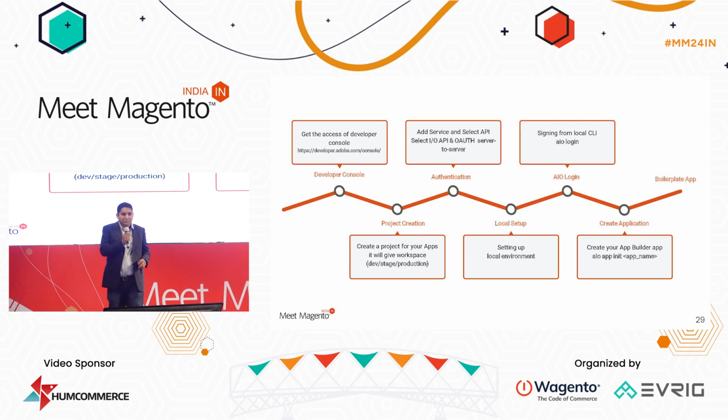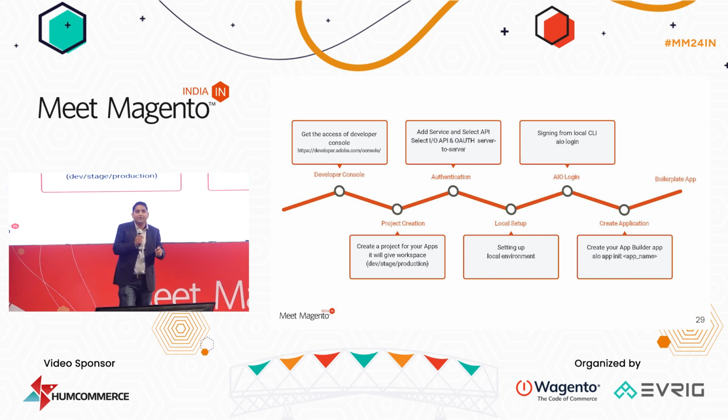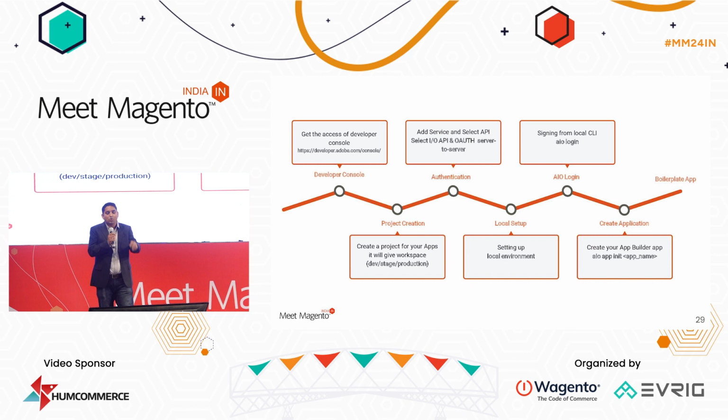Once you create the project, it is very similar to Commerce Cloud, for those who have worked with it. You will get workspaces like development, staging, and production. After creating those workspaces, you will need to do the authentication part, where you can configure your services and your API by using the OAuth server-to-server connection, and it starts functioning. Once that is done, you will need to set up the local environment. I would not say it is a bad thing, but the difference here is that it has a different technology stack compared to PHP.